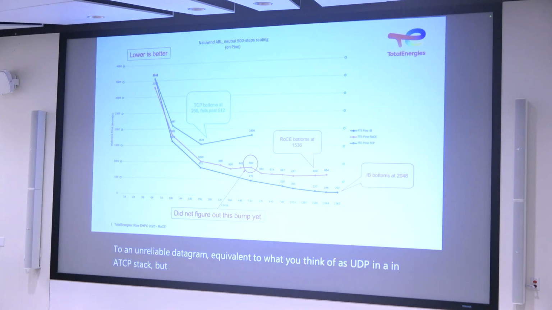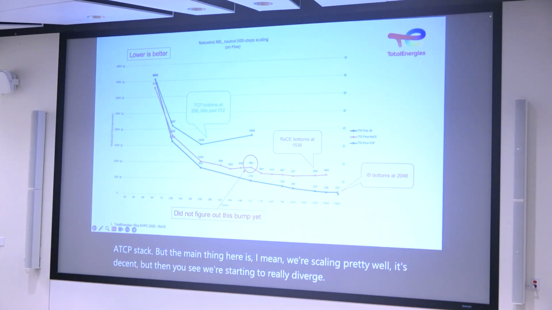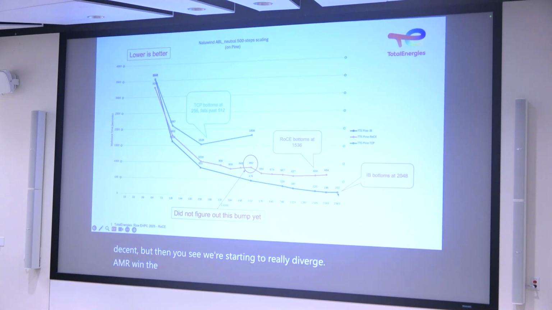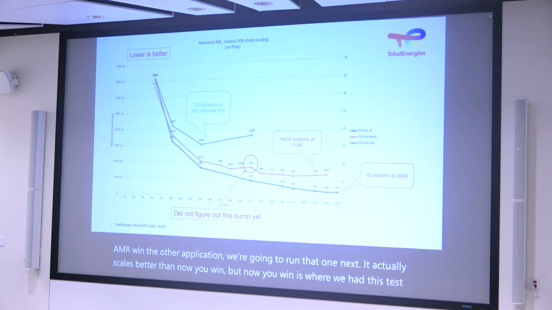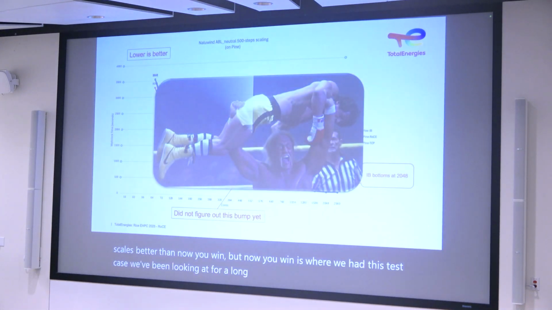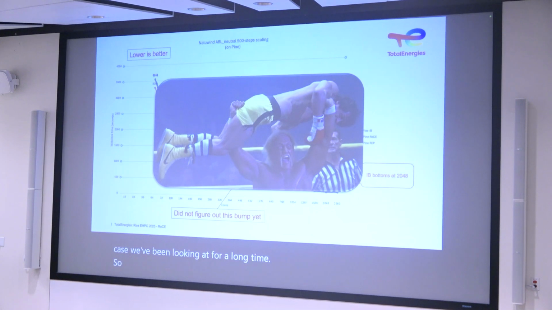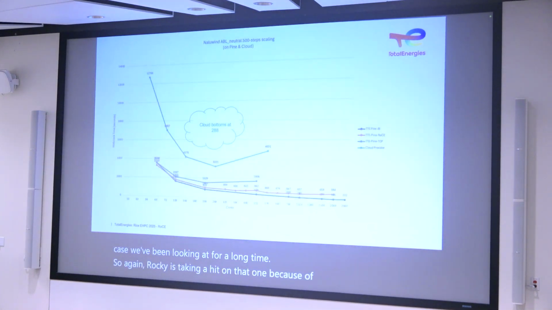But the main thing here is, we're scaling pretty well. It's decent, but then you see we're starting to really diverge. AMR-Wind, the other application, we're going to run that one next. It actually scales better than Nalu-Wind. But Nalu-Wind is where we had this test case we've been looking at for a long time. So again, RoCE is taking a hit on that one because of the divergence we see.